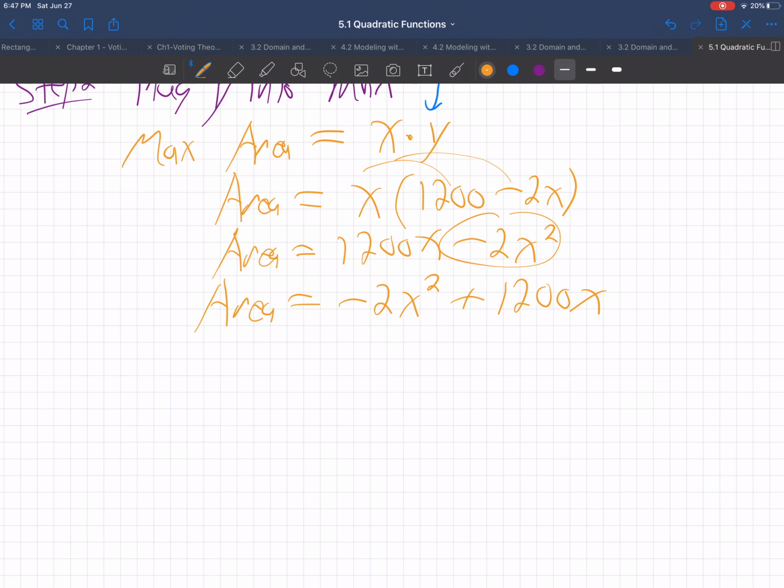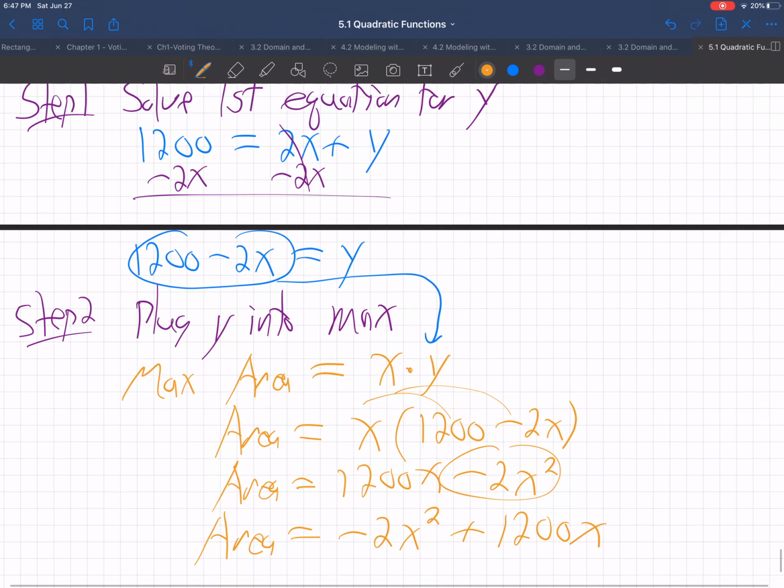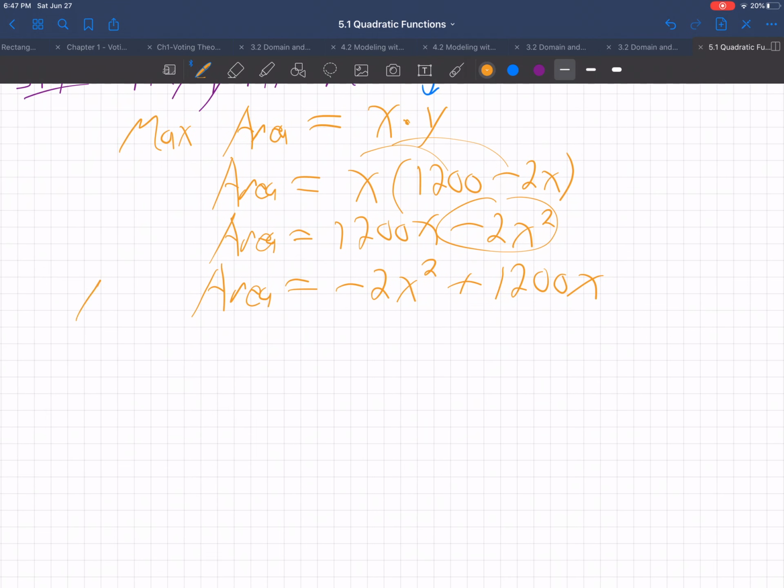Now with only one letter, which is nice. We don't want x and y. We can't handle two letters at the same time. We solved for y and plugged in, so we have only one letter now. Now we need to maximize it. How do we maximize something? How do we make it as big as possible?